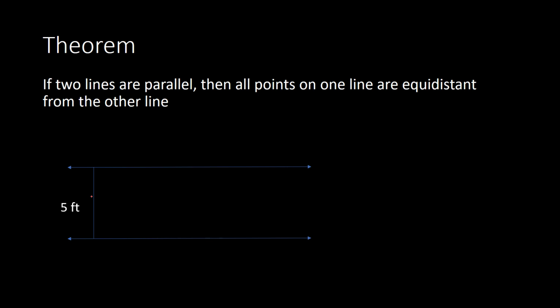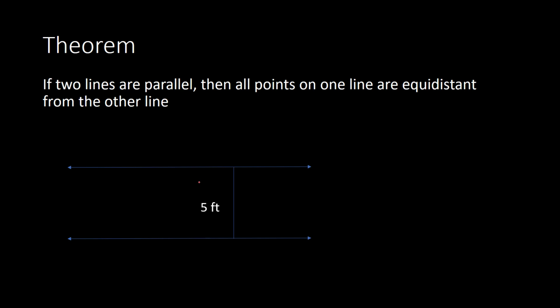Now this theorem says that if I were to look at other points along the line, it doesn't matter where I go, every place on these parallel lines would be 5 feet across. So here we see a little animation. I can drag that back and forth, and it doesn't matter where I go, it will always equal 5 feet.